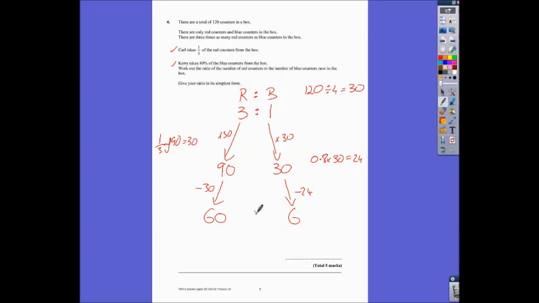So the ratio is 60 to 6, but it wants it in its simplest form. So you can see that both of those divide by 6. So 60 divided by 6 is 10, 6 divided by 6 is 1, so 10 to 1.